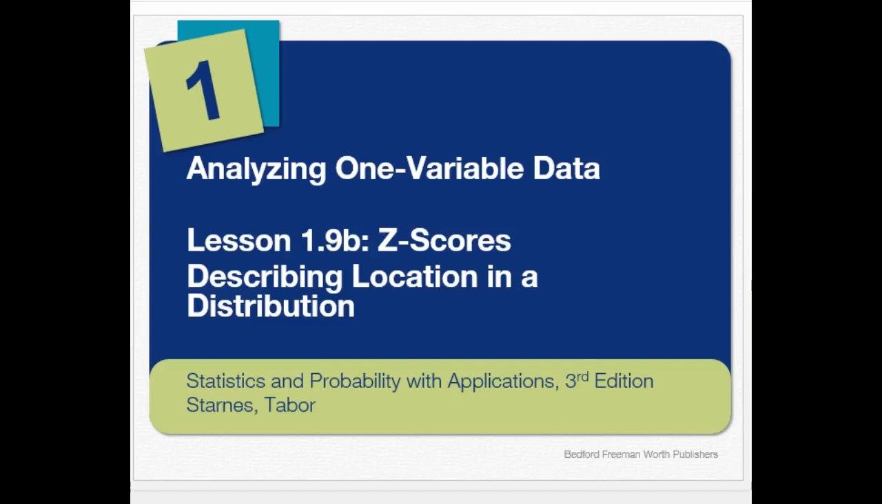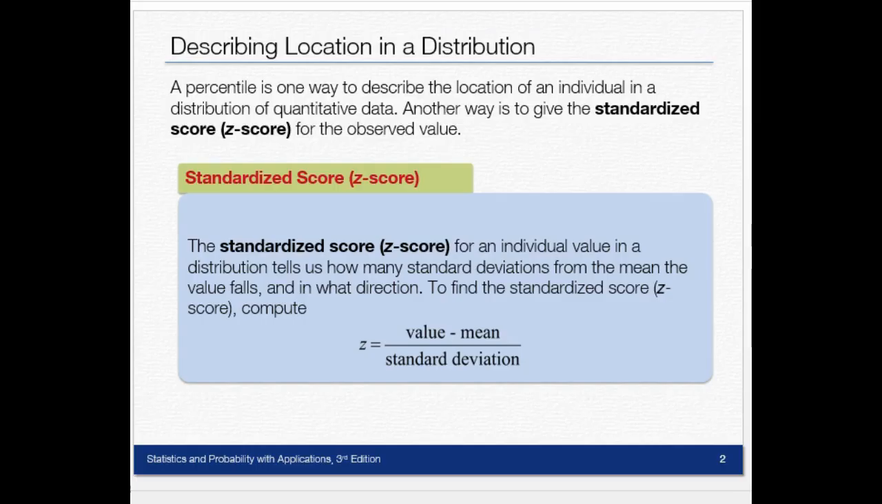All right, in 1.9b, we're going to look at what's called a z-score, and it's another way to describe the location in a distribution of one piece of data. A percentile is one way to describe the location of an individual in a distribution of quantitative data. Another way is to give a standardized score, also known as a z-score, for the observed value. The standardized score for an individual value in a distribution tells us how many standard deviations from the mean the z-score falls, and in what direction, above or below.